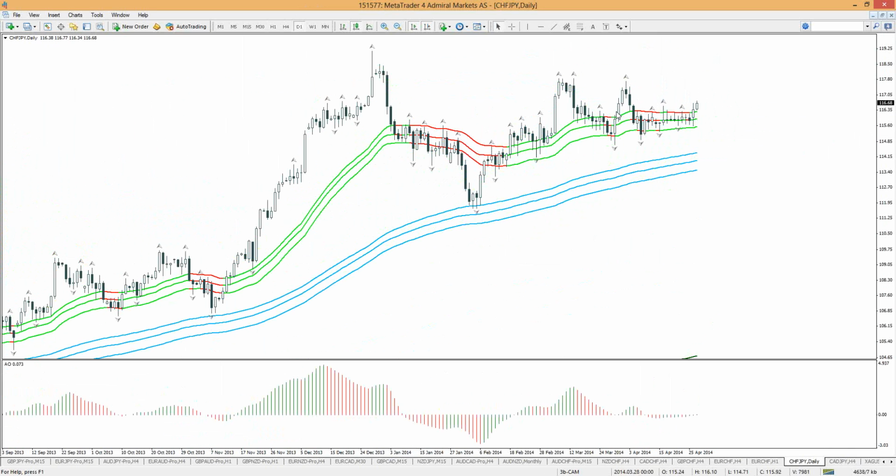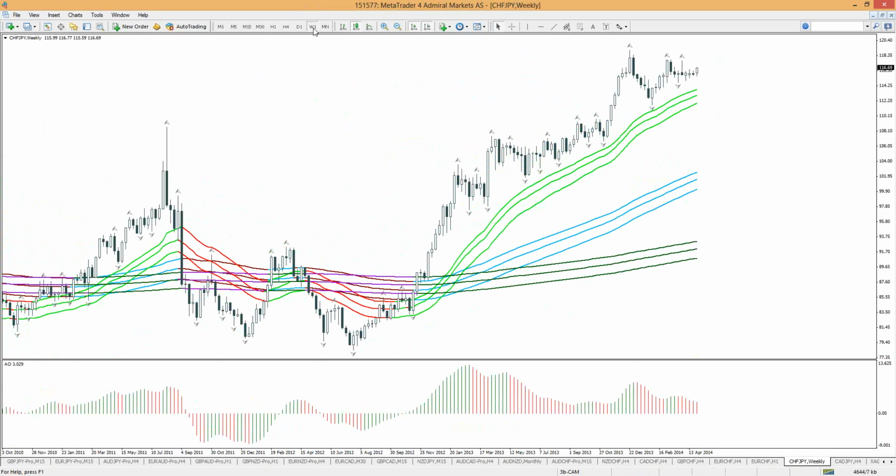Maybe there will be yen weakness to come. I don't know. Dollar yen is moving up. Who knows? If you're looking for a reversal, I'm not sure how you're viewing this, but in any case, it's definitely an uptrend.